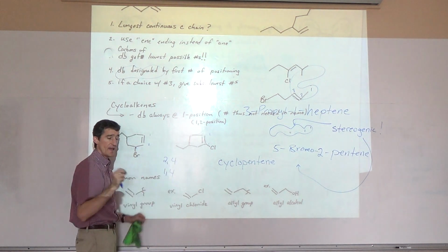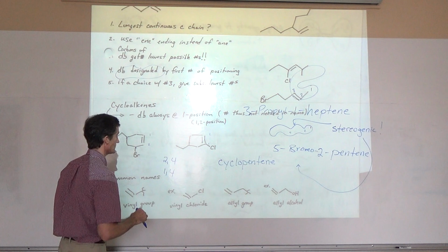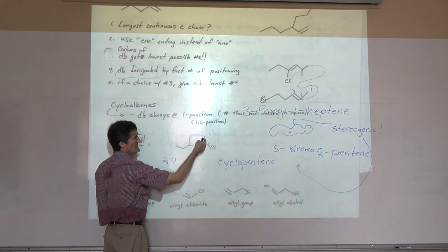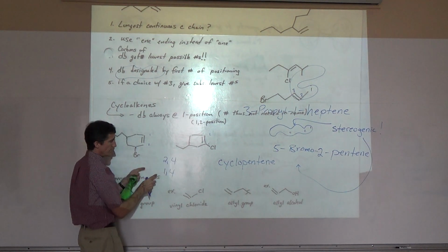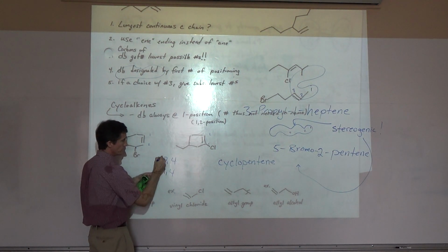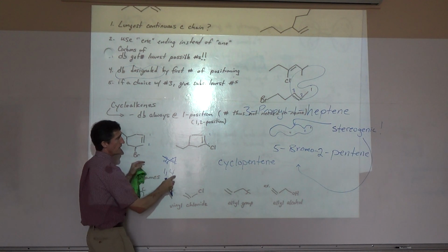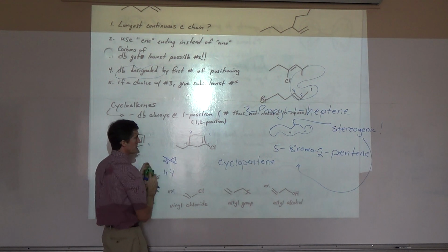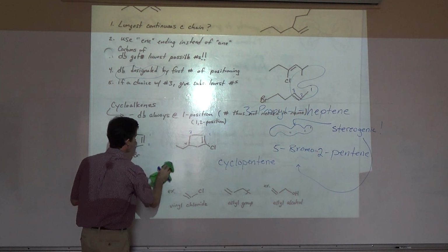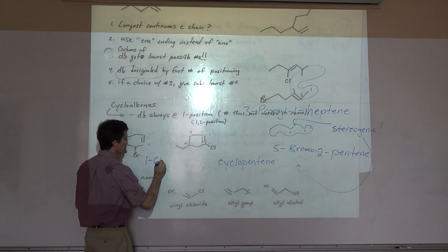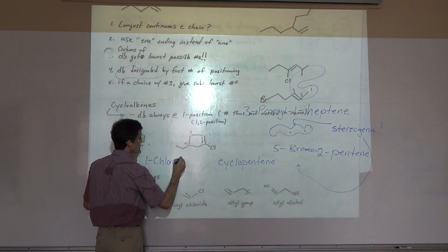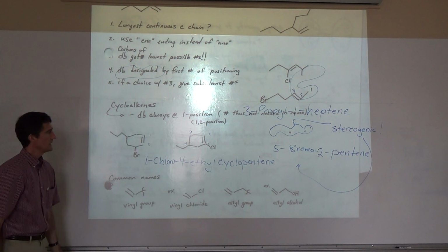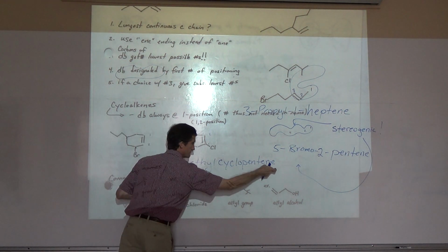The double bond has to be 1 and 2. If this is 1, we have to go this way to make that 2. Oh, that's 3 and this is 4. Okay, which is better, 2,4 or 1,4? 1,4 is better. So that's going to be 1, 3, 4, and we end up with 1-chloro, 4-ethyl cyclopentene.